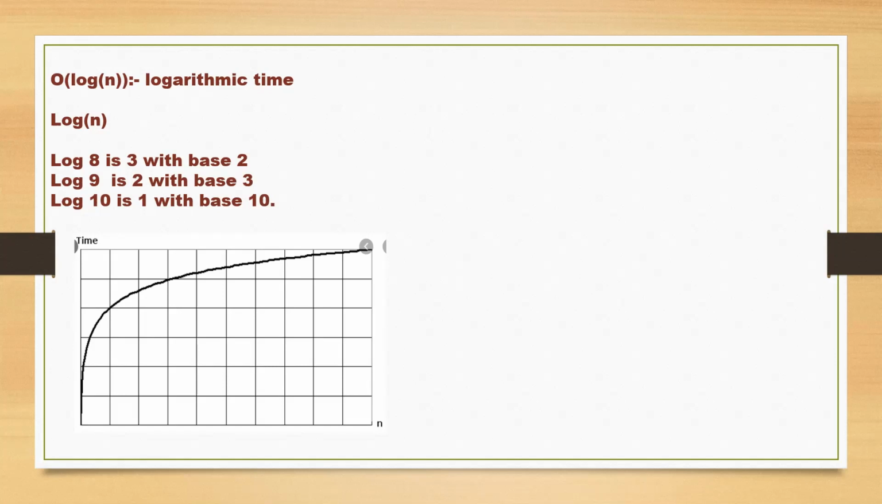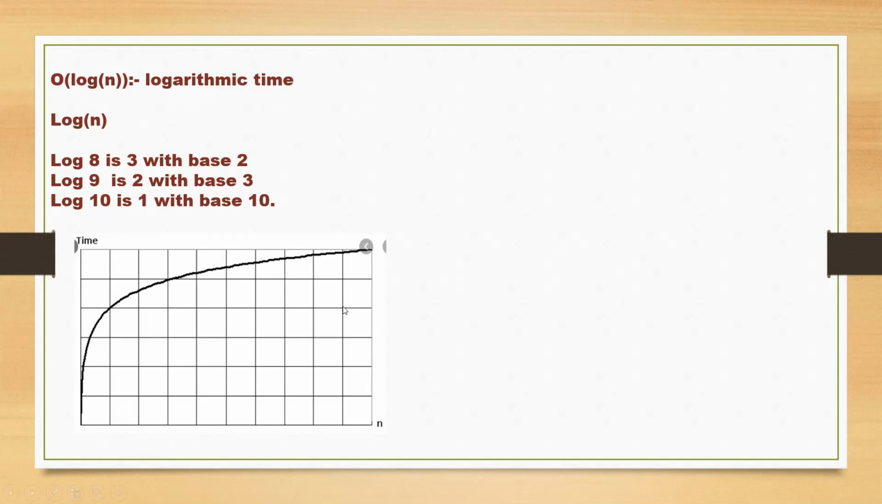Again, if you go to another example, which is log 10 and base 10. 10 power 1 is 10. So the answer would be 1. We need to say the exponent. And the graph for this, if you have a look, the graph will increase at the start, when the elements are few, but it will not increase to that extent when the number of elements increases. So this is much preferred when compared to other equations.